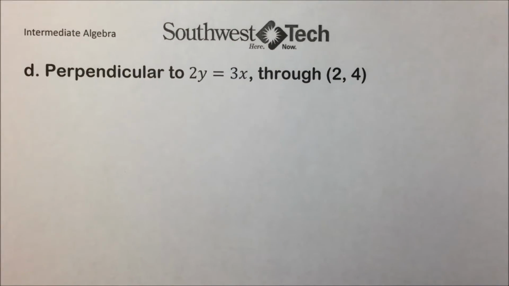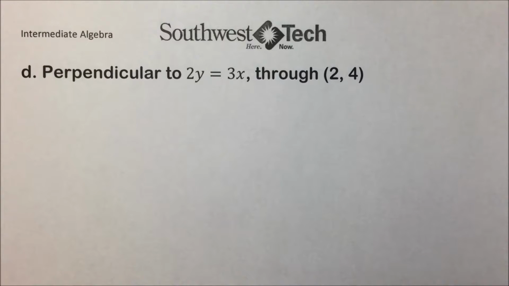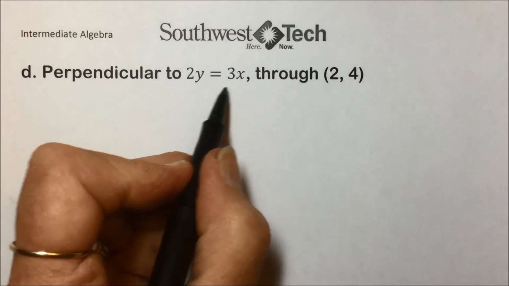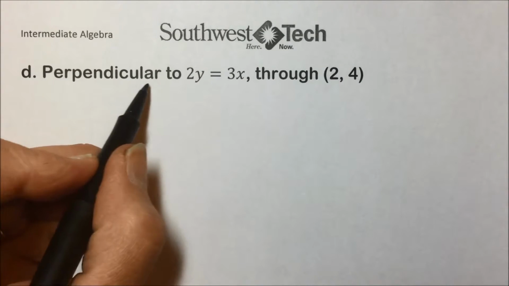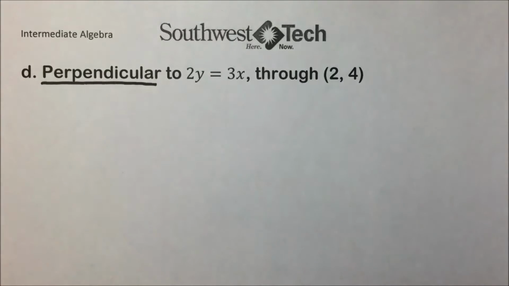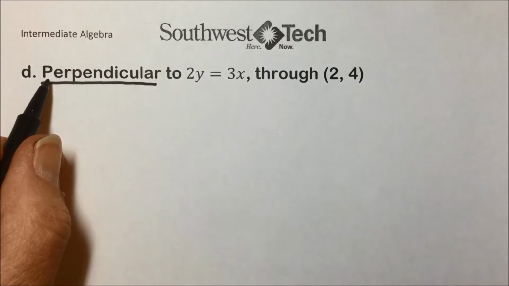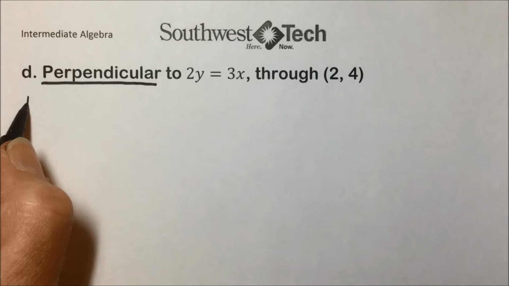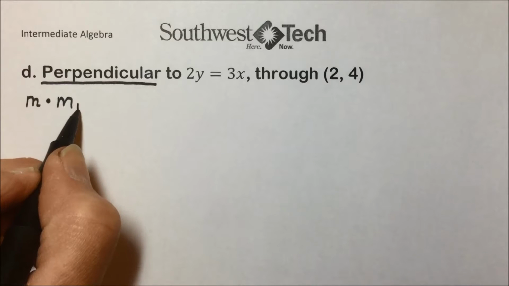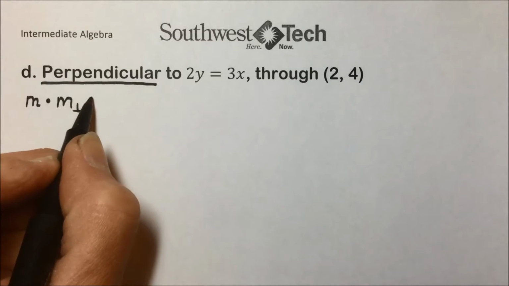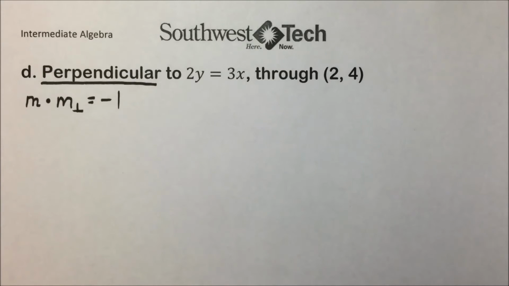In this example, they're asking us to find the linear equation for the line that is perpendicular to this equation and contains this point. Lines that are perpendicular meet to form right angles, and their slopes are negative reciprocals. And what that means is if you multiply a slope times the perpendicular line's slope, you end up with a negative 1.